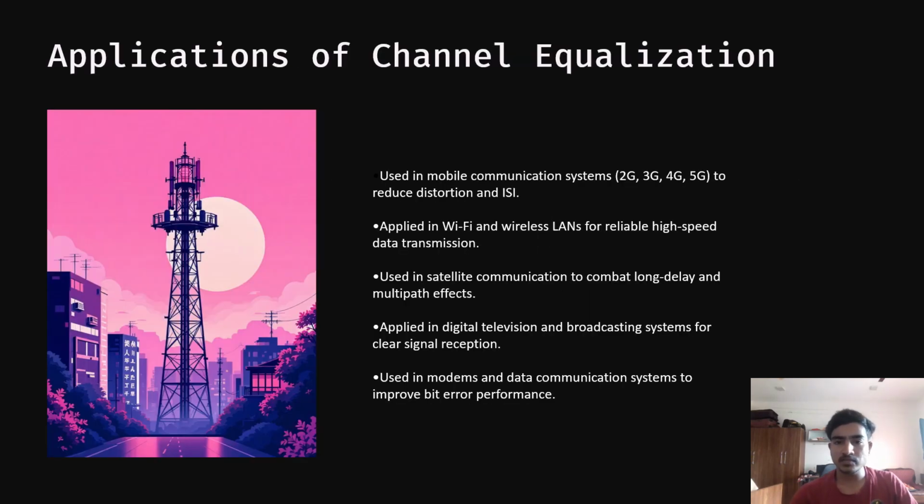Okay, we will see the applications of channel equalization in the real world. It is used in mobile communication systems like 2G, 3G, 4G, 5G to reduce distortion and ISI. This is applied in Wi-Fi and wireless LANs for reliable high-speed data transmission. Used in satellite communication to combat long delay and multipath effects. Applied in digital television and broadcasting systems for clear signal reception. Used in modems and data communication systems to improve bit error performance.